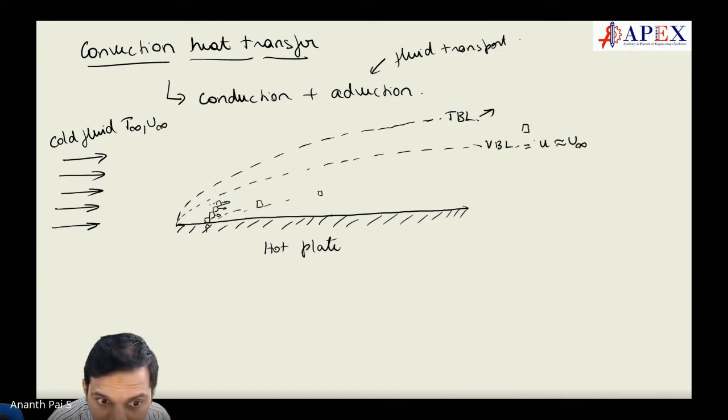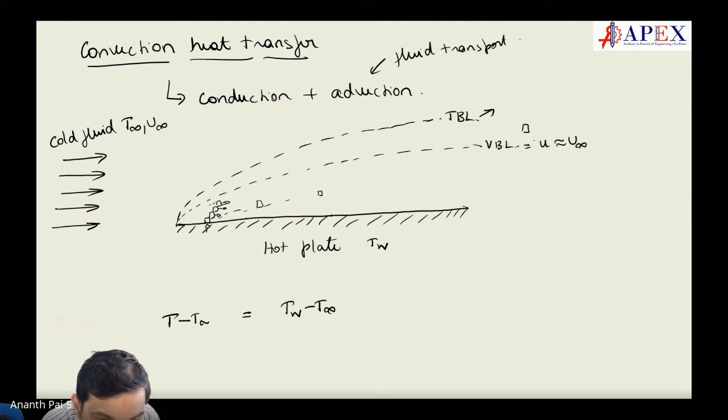The thermal boundary layer depends on, see the distance, this is T wall. So T wall minus T infinity is the highest one. So T minus T infinity, local temperature minus the T infinity. T minus T wall, this also we can write. Local temperature minus the wall temperature should almost reach 0.99 times T wall minus T infinity.